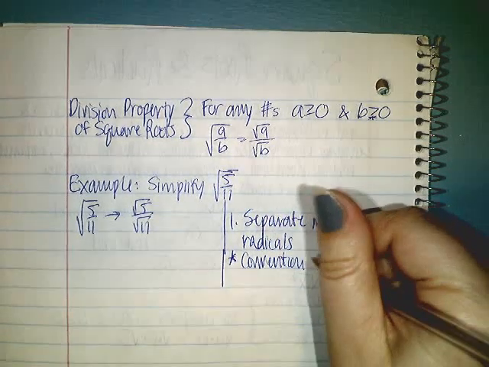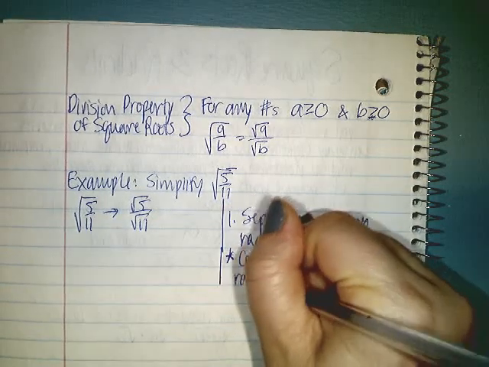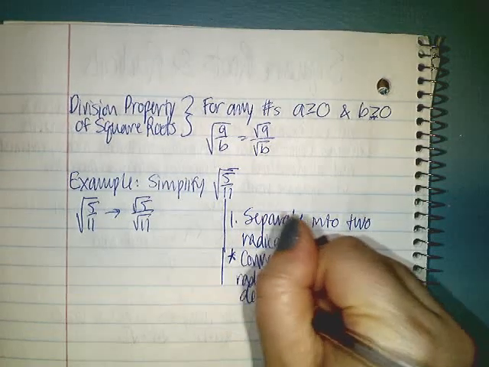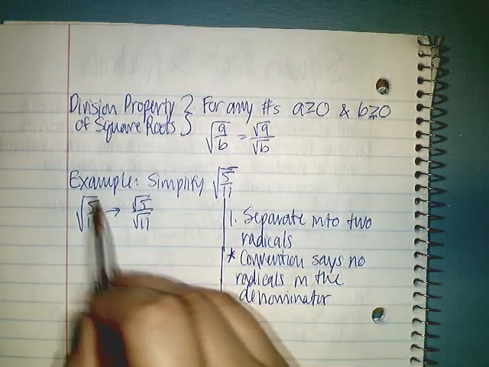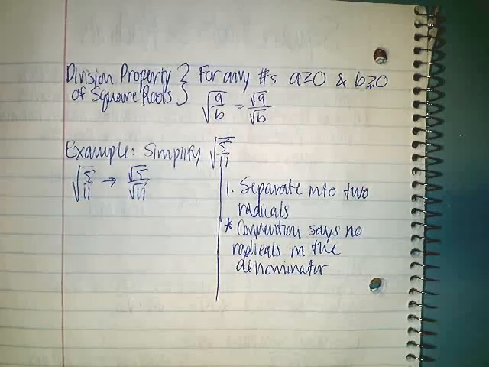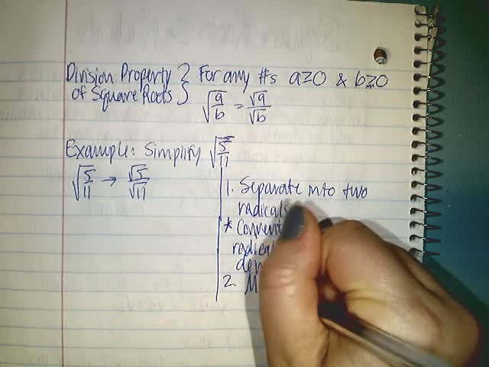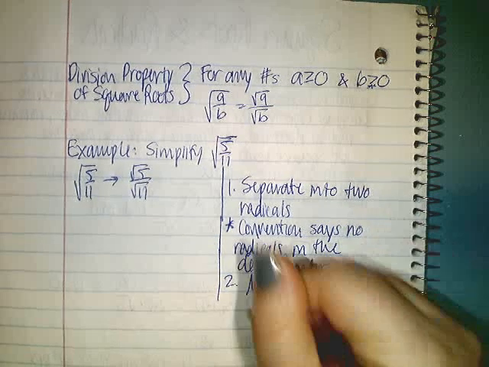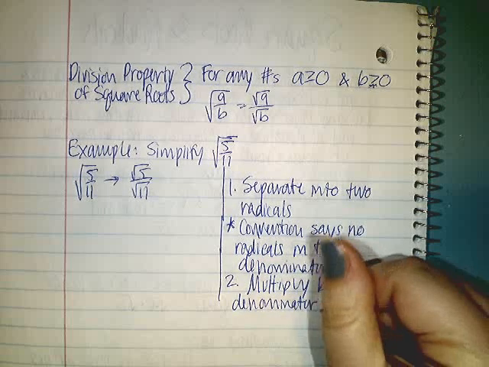Convention says no radicals in the denominator. So this would still count as a radical in the denominator. So we're going to multiply the denominator by itself. So step 2, we're going to multiply by the denominator over itself.